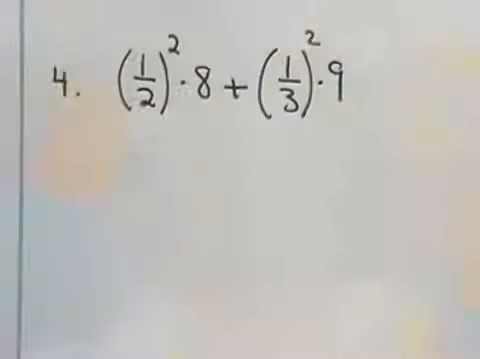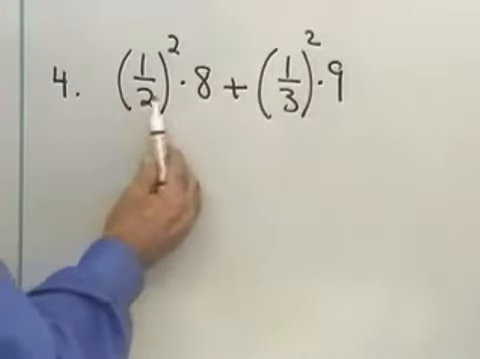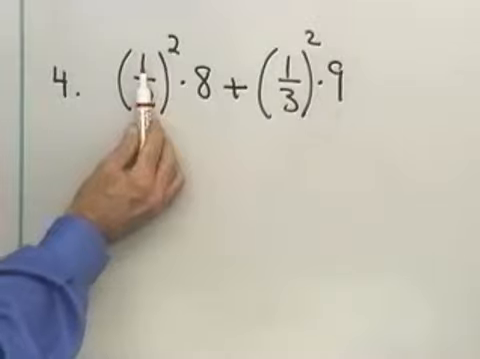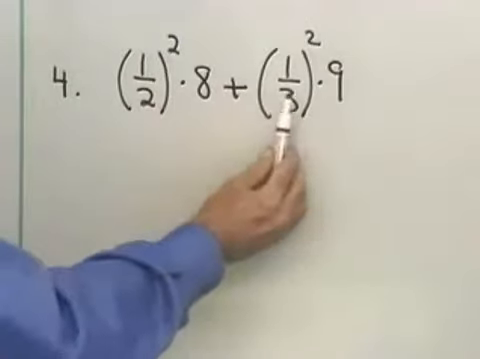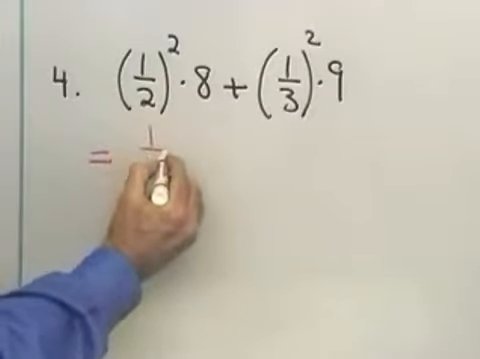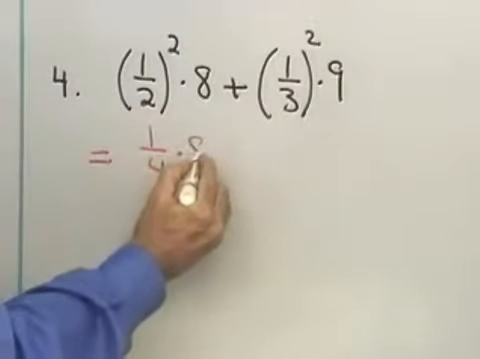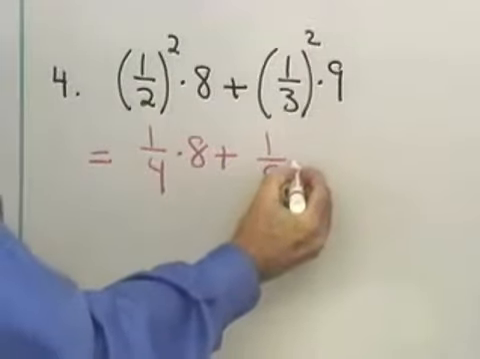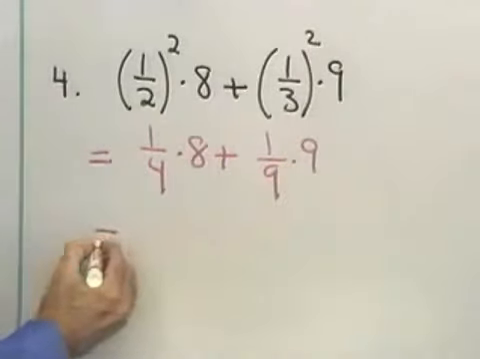Here's our next example. 1/2 squared times 8 plus 1/3 squared times 9. So according to my rule for order of operation, I need to take care of the numbers that have exponents on them first, and then I'll multiply and then I'll add. So 1/2 times 1/2 will be 1/4 times 8. 1/3 times 1/3 will be 1/9 times 9.